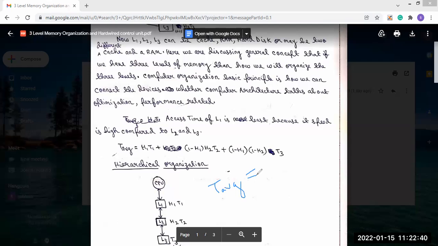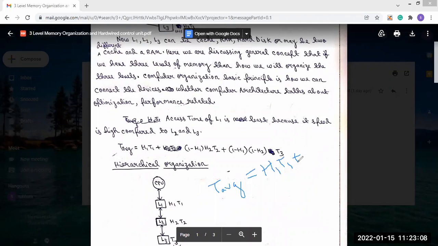First, the data we are searching for will be searched in the L1. If the data is found in the L1, then what will be the hit ratio? The hit ratio is H1 and the average access time will be T1. Let's say the data is found already, then in that case we will do that.